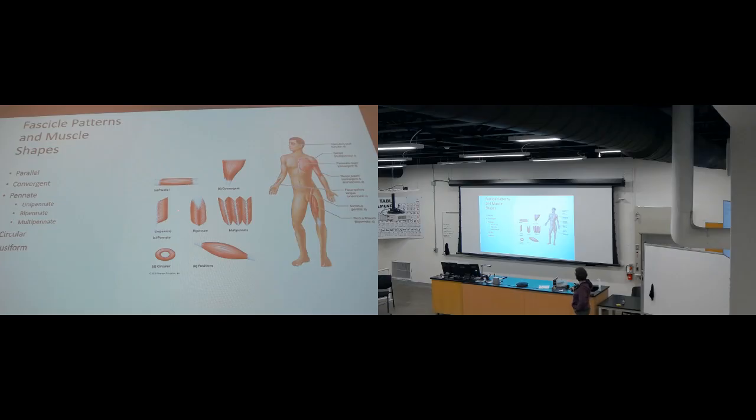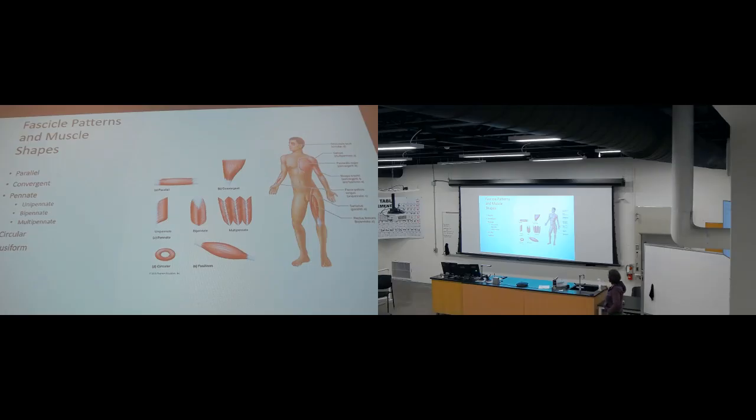And then unipennate. So you have a central tendon and then angulated fibers in a single angle. Bipennate, a central tendon with fibers inserting into angles, multipennate in multiple angles. So in the case of this rectus femoris, which is one of the heads of the muscle that helps to extend our knee, we have bipennate fibers. So you have a central tendon, and then the fibers run like this.